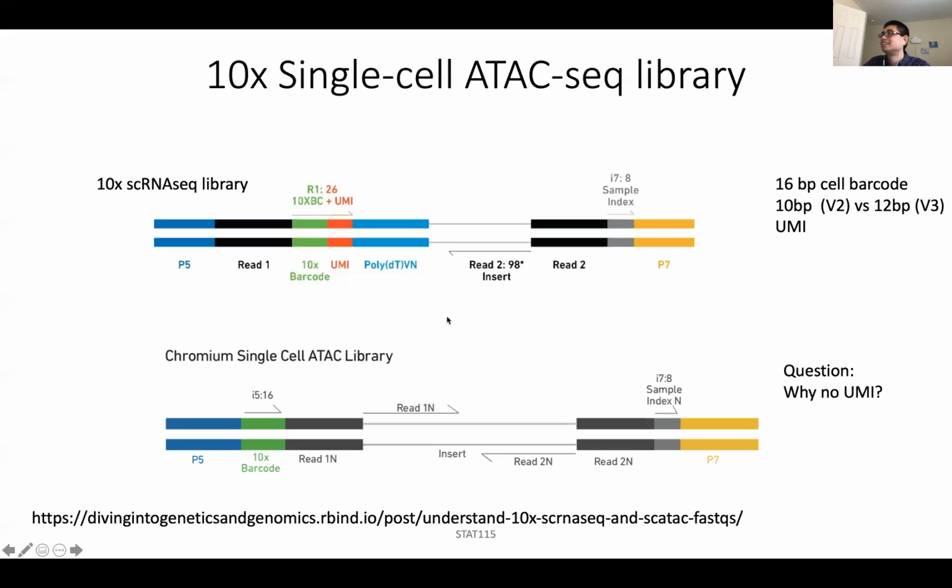Because we only have 2 copies of each chromosome. Right, so we only have 2 copies. So anything more than 2 copies, we know it's a duplicate. So we can computationally remove or flag those fragments.